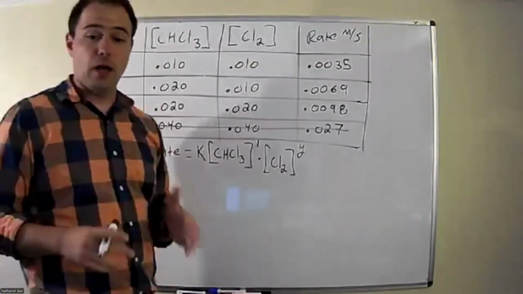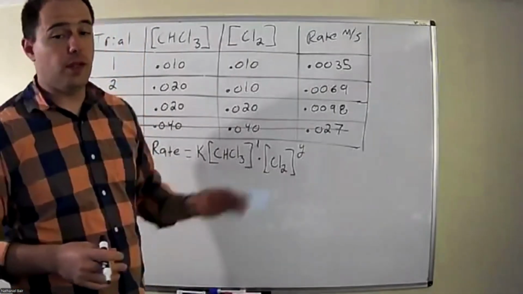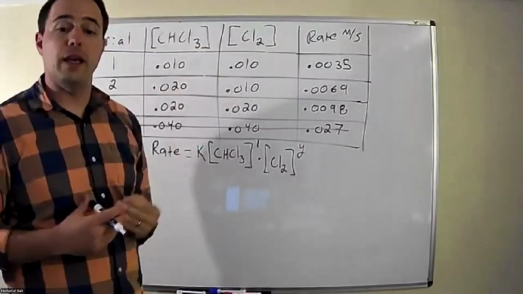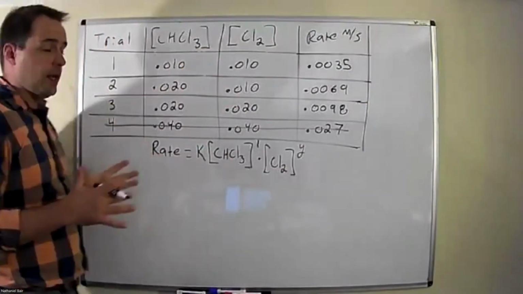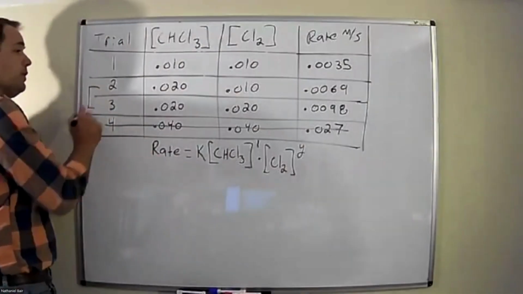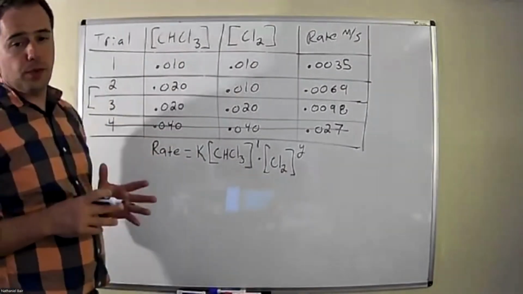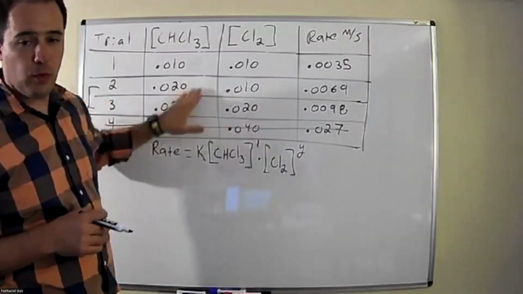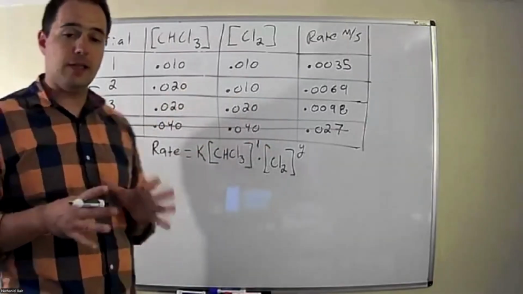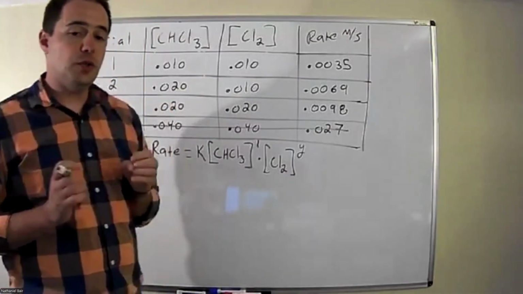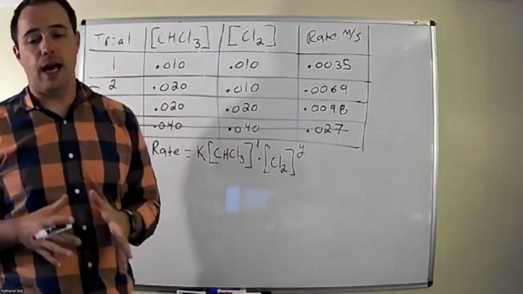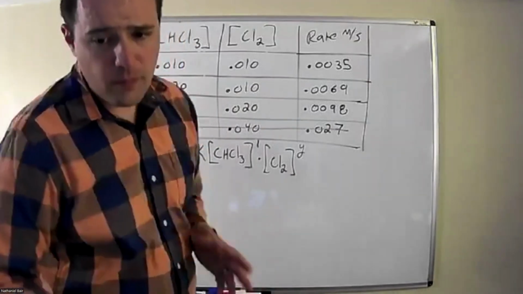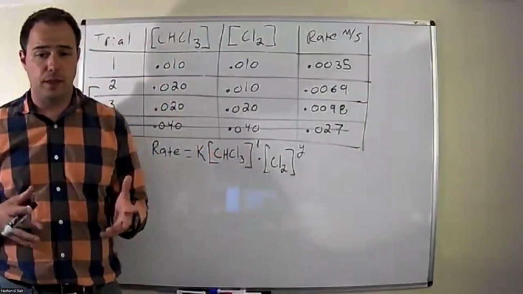We need to pick a different set of trials. So we need a set of trials where the amount of Cl2 is changing, but the other reactant, CHCl3, is staying constant. And if you look at this set of data, that's what trials 2 and 3 are going to do. If we look at trials 2 and 3, the amount of Cl2 is changing, but the amount of chloroform is staying constant. And that has to be what's going on. We can only change one thing's concentration at a time. If we change more than one thing's concentration, then we don't know what's affecting the rate.